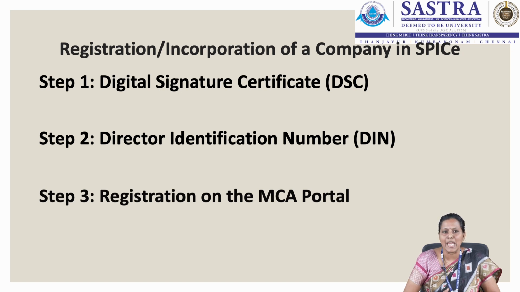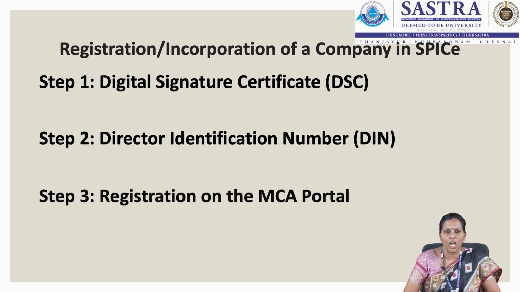Once the company name gets approved, within 20 days of the approval of the company name, the company should finish filling part B. In part B, we talk about the e-MOA and the e-AOA, that is the Memorandum of Association and the Articles of Association. In the electronic form, it should be filled and uploaded.